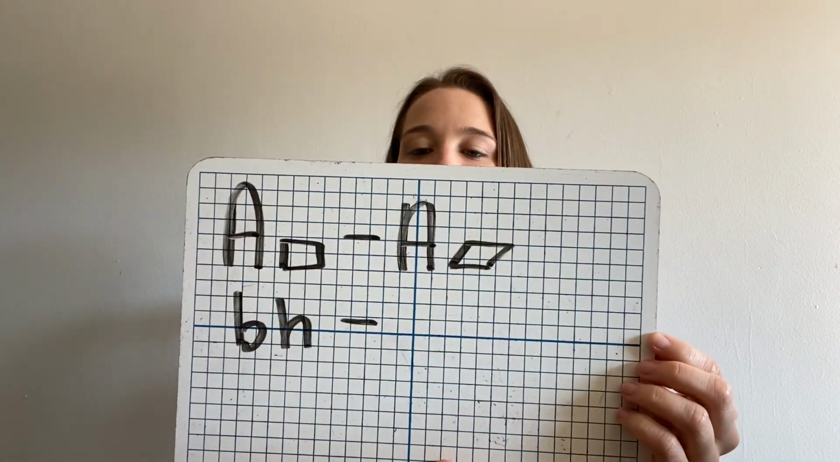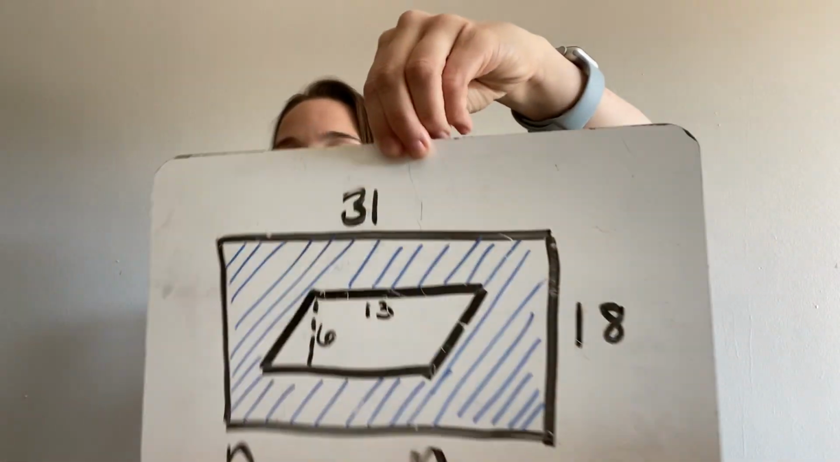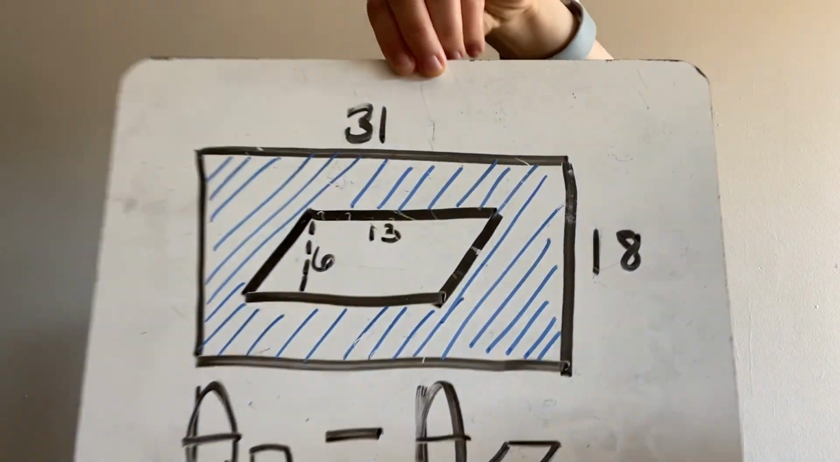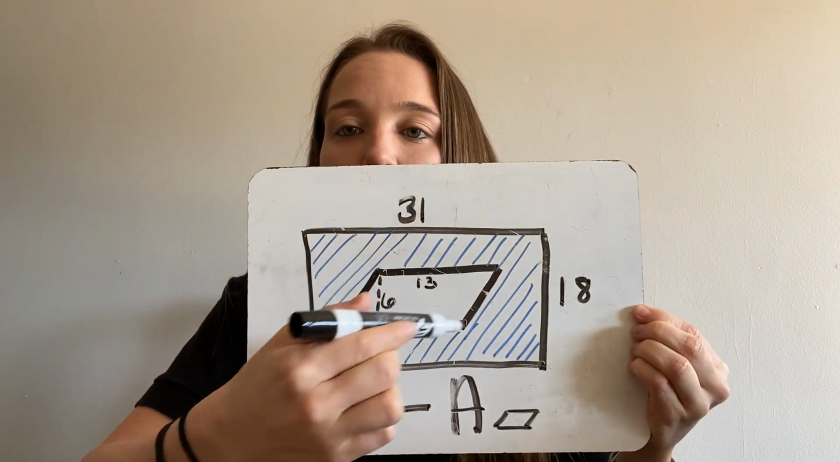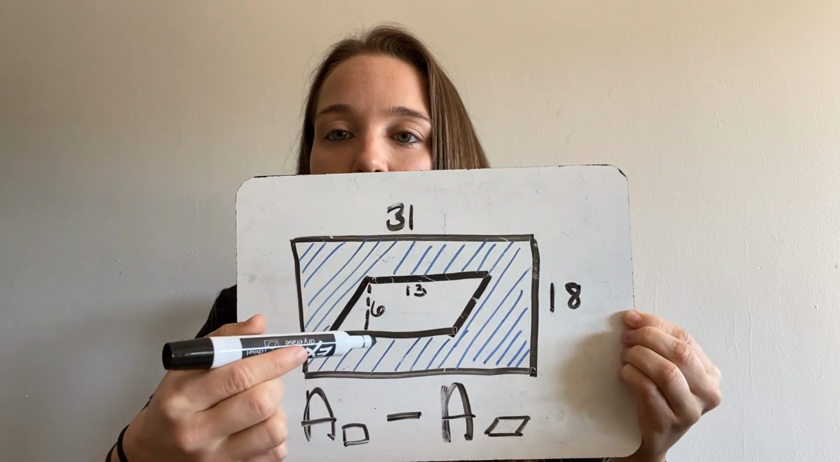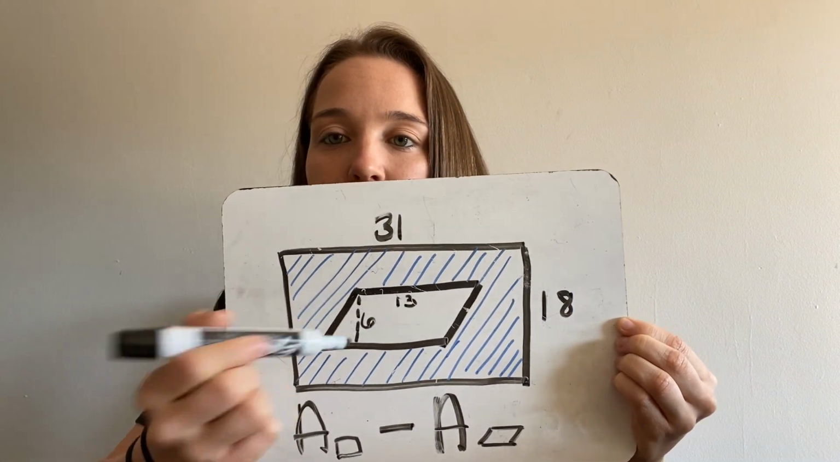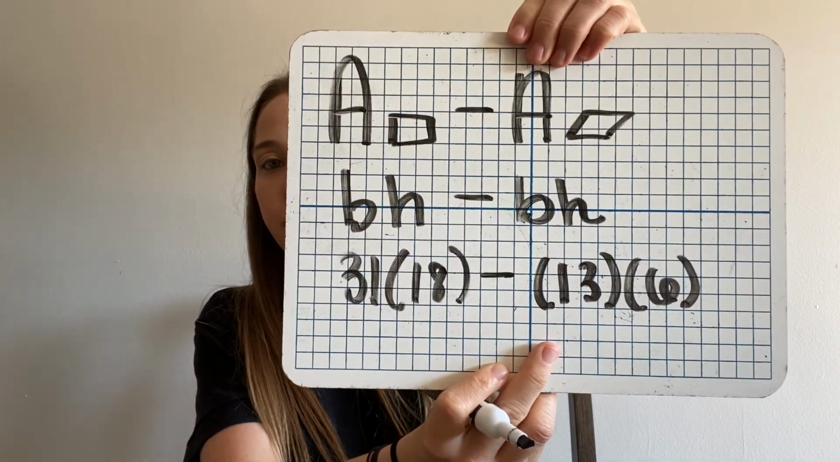And so the rectangle is base times height, and we've got to talk about what the base and the height of that rectangle are. And so if I show you here, you'll see that the base is 31. And so we're going to have 31 times 18 to find the area of the whole rectangle. Then we've got to subtract out the area of this parallelogram, and that has a base of 13 and a height of 6. So then we're going to have to subtract out the base of 13 times 6.